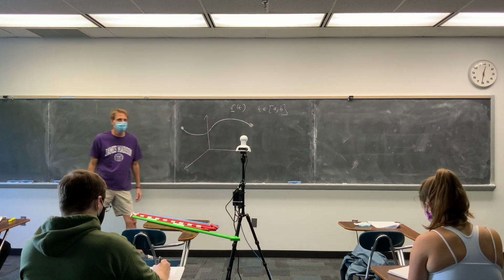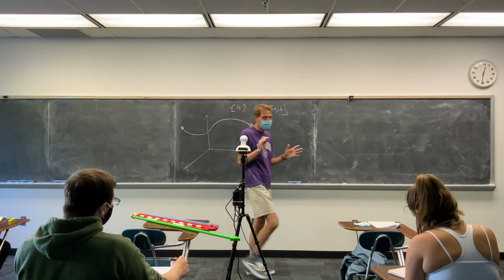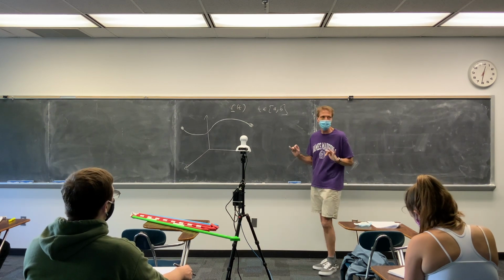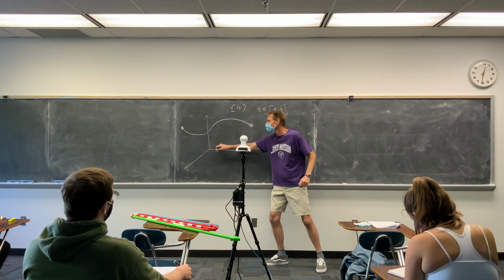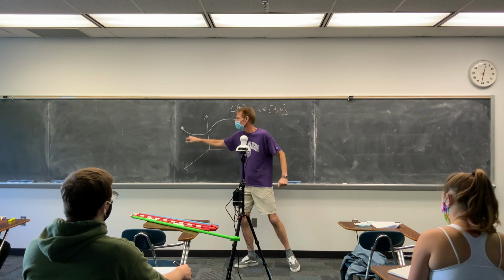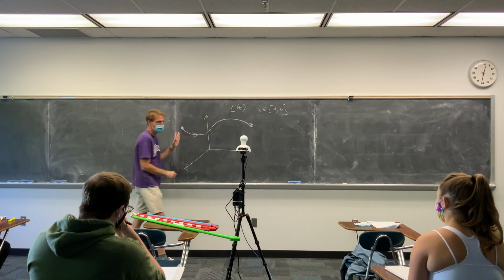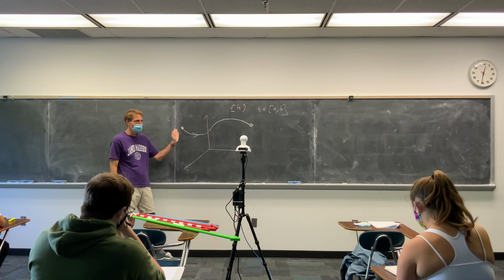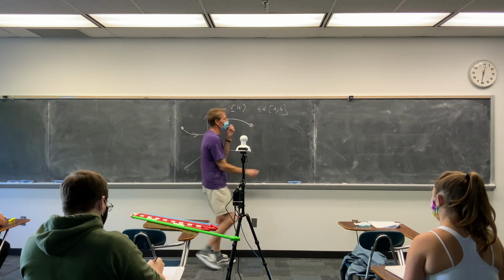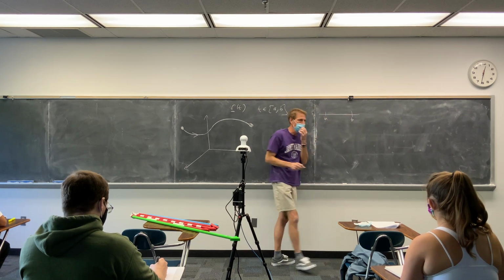Now I don't know exactly where R of A and R of B are, but I'm going to pretend like the position vector starts here when it's A and points here when it's B, moving that direction. Here I've got my R of A, and here's my R of B. And here's my domain, A and B.